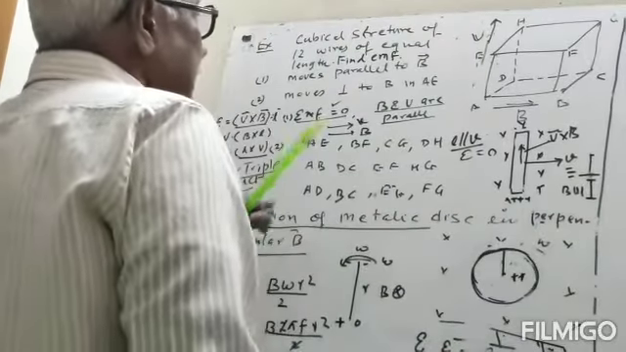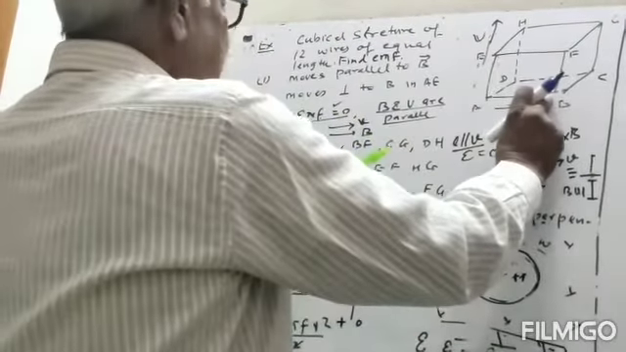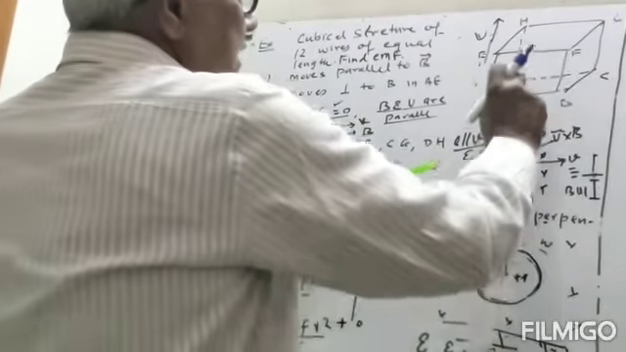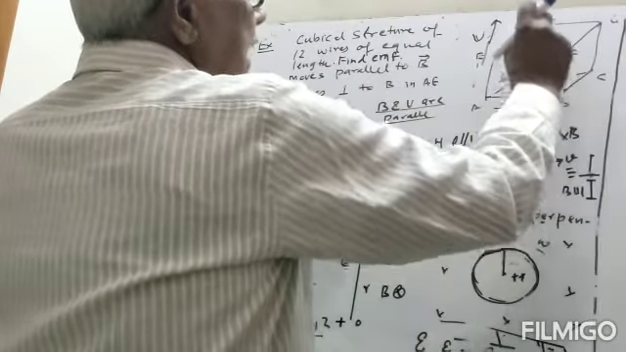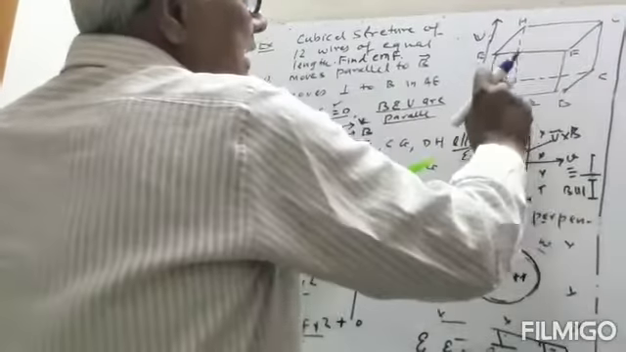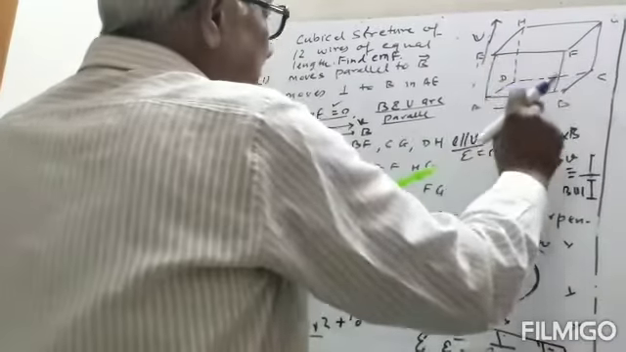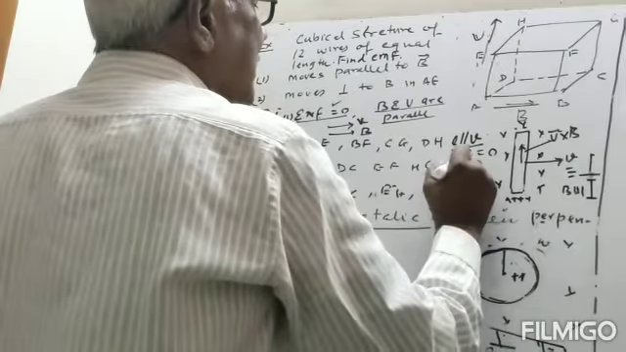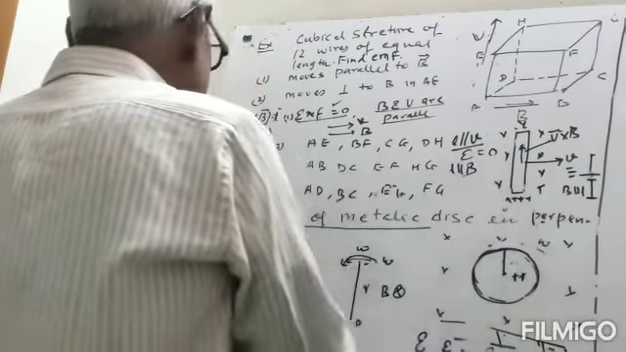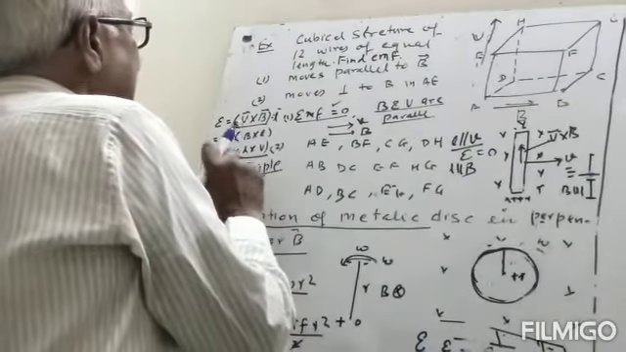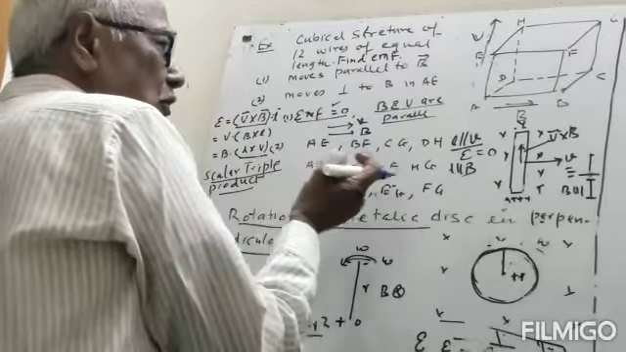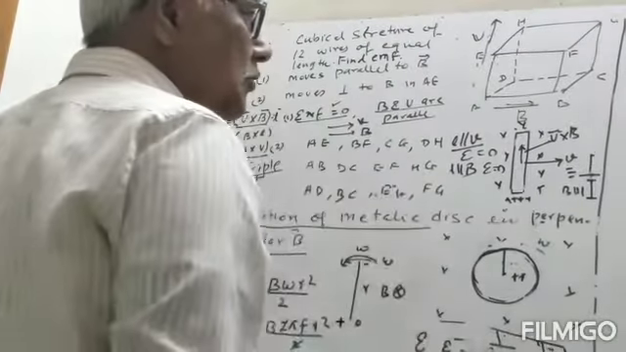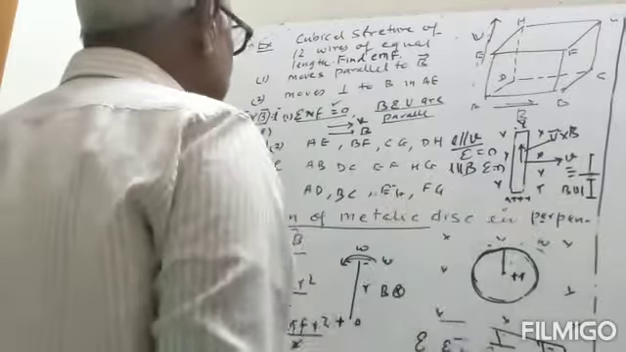Now we consider AB, BC, EF and HF. All these sides are parallel to B. L is parallel to B. So when L is parallel to B, then L cross V will be equal to 0. So in this case also EMF will be equal to 0, so there will be no EMF.